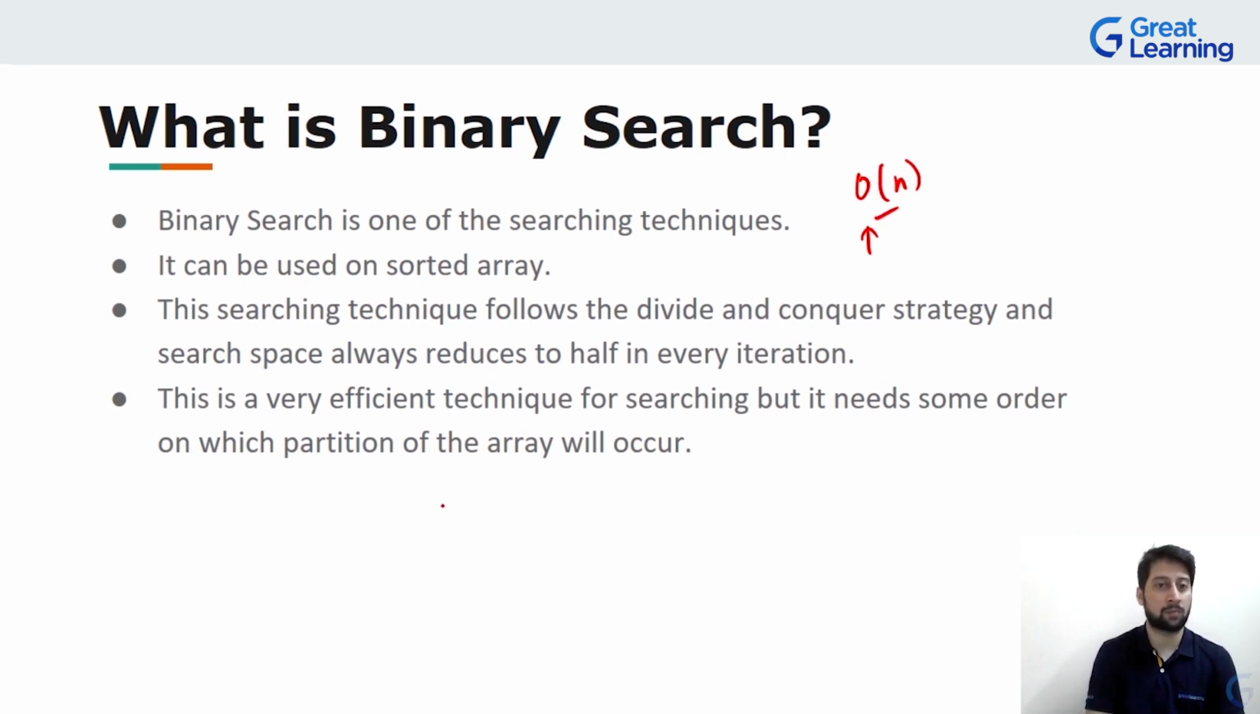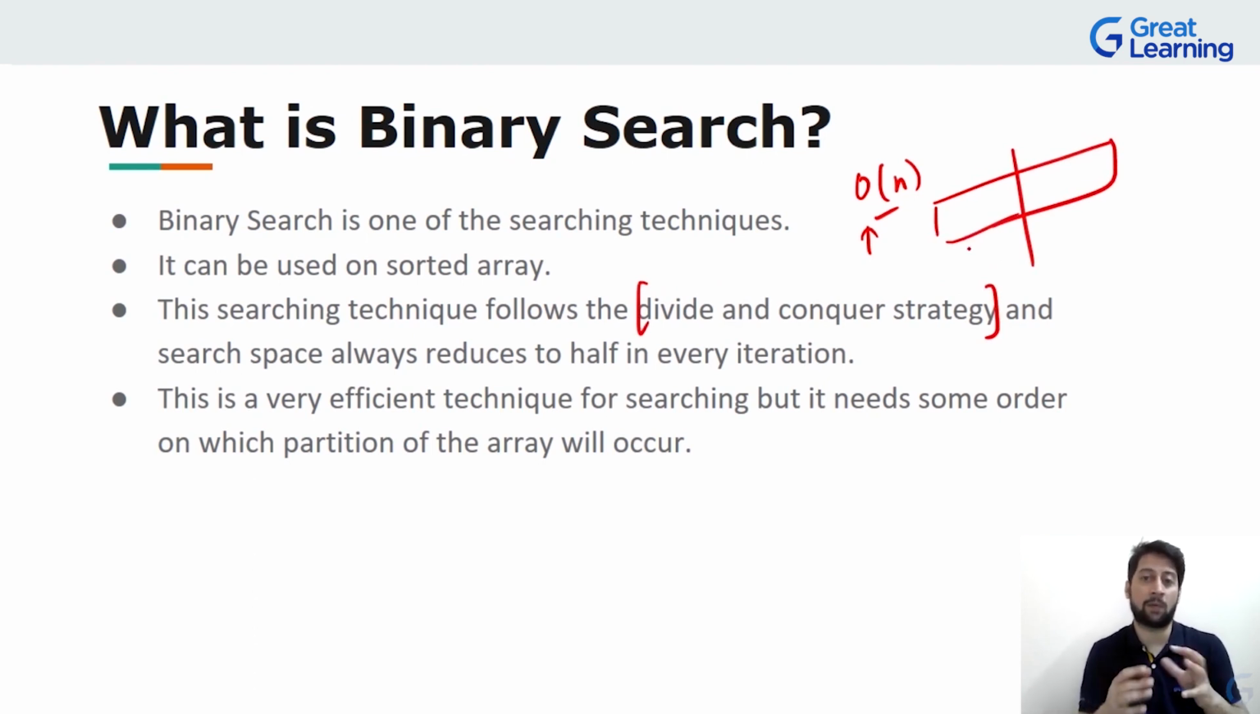Now binary search is much more efficient and it is used on a sorted array, or it can be used on an array where some order is maintained, because based on that order we will divide our array. It is a searching algorithm which follows the divide and conquer strategy. Let's suppose this is our array, and it will be divided in such a way that we can neglect one part of it. We will be dividing and then conquering. That means we will then be searching for our element.